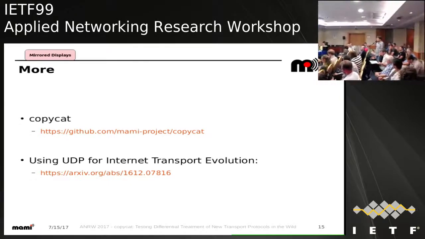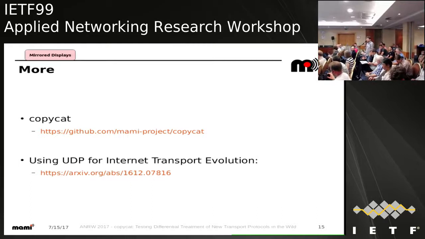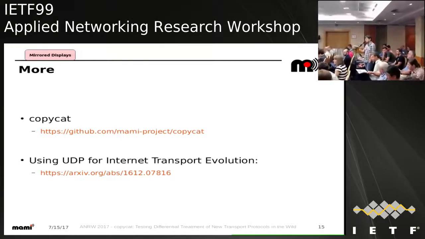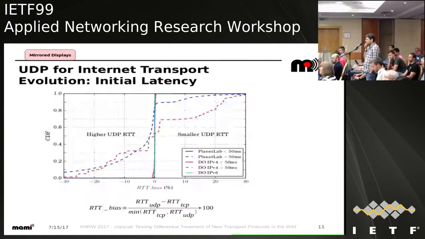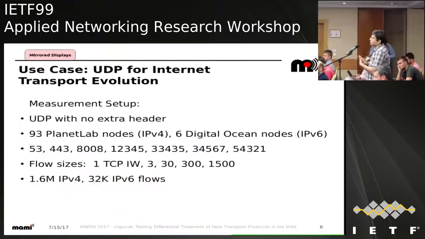So, clarification question. What is the throughput and latency measurements done towards? What is the definition? Full mesh between the nodes. Because we have to run the tool on the nodes, we chose to do it in full mesh between Planet Lab nodes and between Digital Ocean nodes. So Planet Lab nodes are largely in research networks, and the Digital Ocean nodes are largely in data center networks.